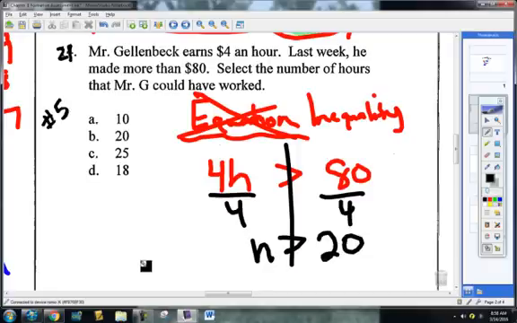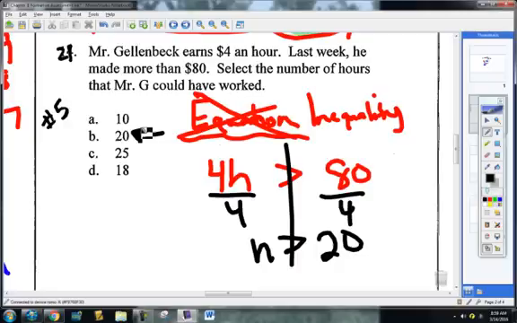Now, I bet you 75% of the kids that I taught missed this question, because you guys saw this and you said, oh, well, he could have worked 20 hours. That is wrong. Does 20 make this a true statement, guys? No, it does not. That is incorrect. This was the biggest distractor out of those answer choices. A lot of you chose B.